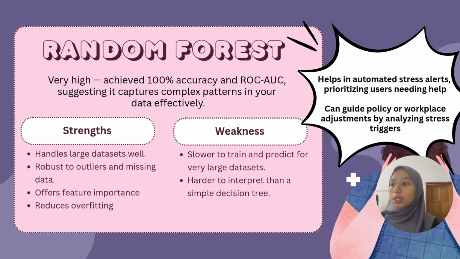Random forest is good at handling large datasets. It handles missing values and outliers, helps show the most important features, and minimizes overfitting. However, it is slower for large datasets and is harder to interpret compared to a simple decision tree. With random forest, we can use it in automated stress alerts, where it sends notifications to students who have a higher stress level. It helps schools or organizations prioritize which students need help, and can also guide policy or workplace adjustment by analyzing stress triggers.